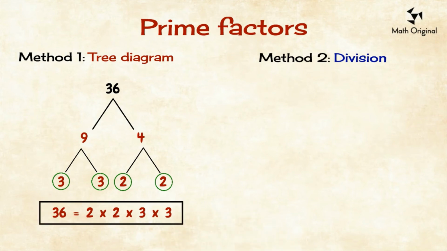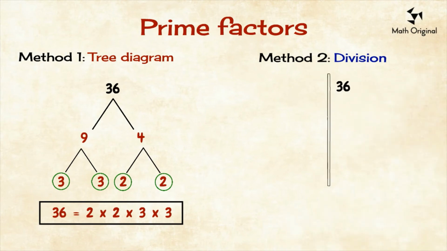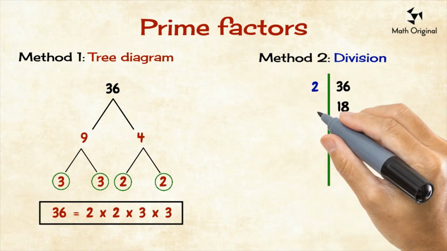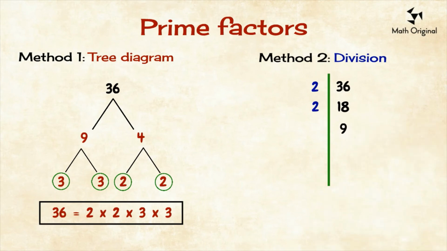Using the division method to find the prime factors of 36. Firstly, we divide 36 by the first prime number, that is 2. If it can't be divided by 2, then we check the second prime number. Then, we see if 18 can be divided by the first prime number 2. We get 9 and see if it can be divided by 2. And if not, we check the other prime number 3.